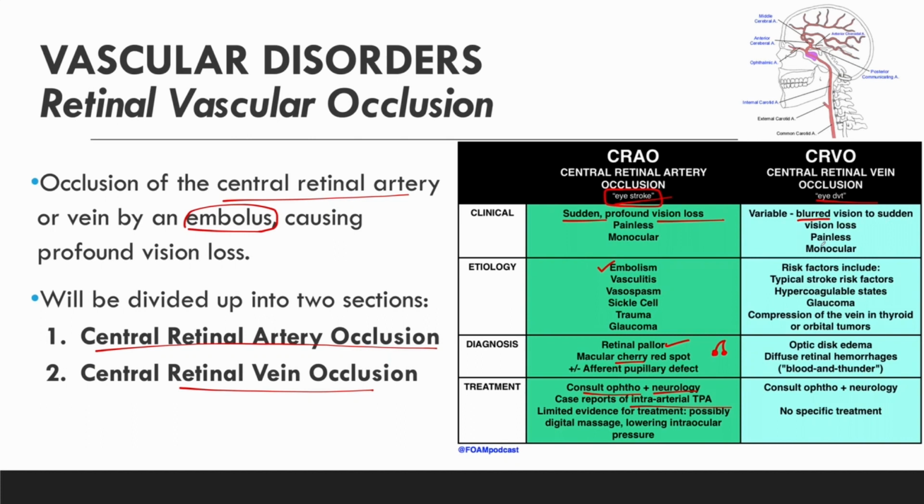And these are the same kind of risk factors that you have for stroke, hypercoagulable states, even OCPs can contribute to this. And in this case, instead of lack of blood flow to the eye, it's lack of drainage of the blood flow from the eye. And so you get engorgement of the vessels, and because those vessels get big, they get leaky and they start bursting. So in the back of the eye, you notice this blood and thunder. And I'll show you a picture of that in a minute.